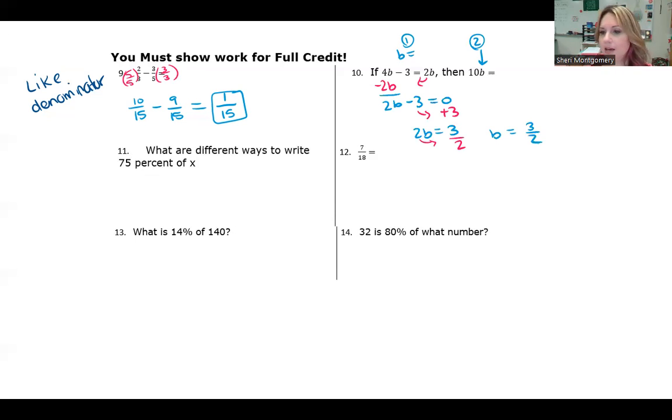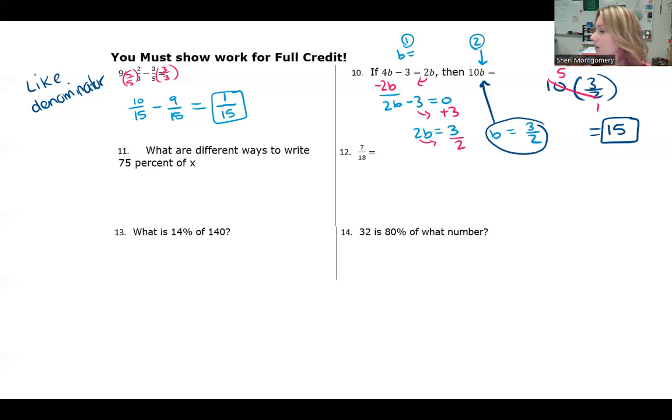So we're going to take that. We're going to plug it in. So we get 10 times 3 over 2. Does that reduce before I multiply? Yes. 10 and 2. So this becomes 1/5 or 5 over 1. When we multiply across, then it's just 5 times 3. Done.